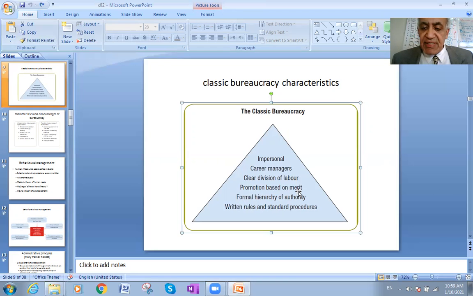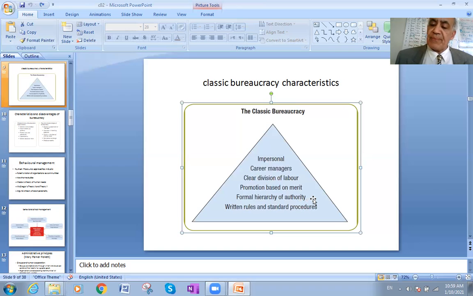Promotions based on merits. You have 10 persons, two of them are very, very skillful. You give these people more bonuses, because you know that they are very, very skillful, and that they have good ideas, initiative ideas, this and that. So in that case, okay, formal hierarchy of authority.